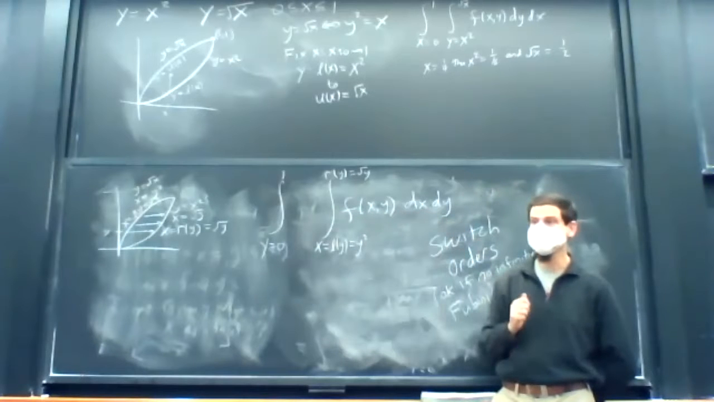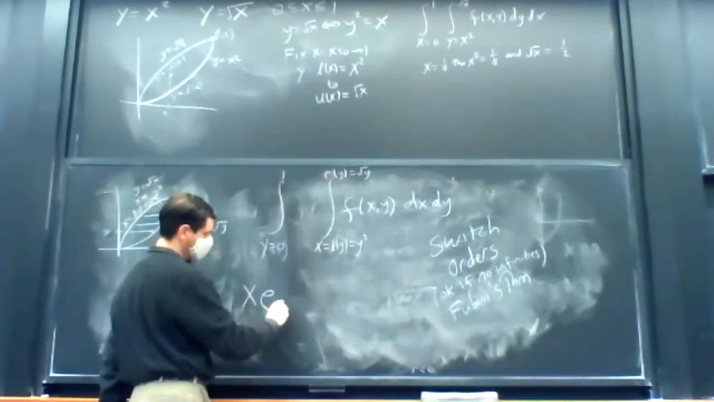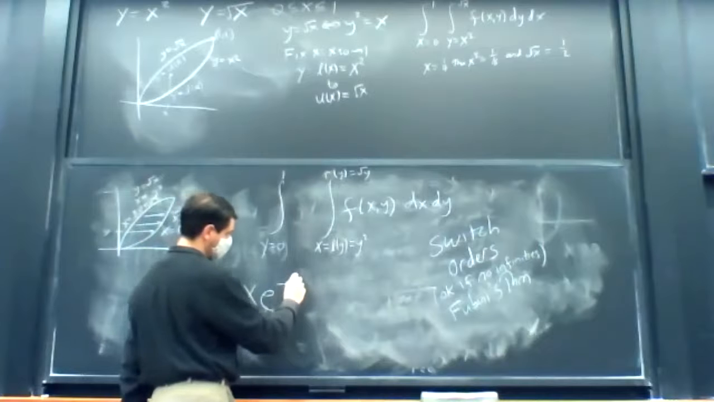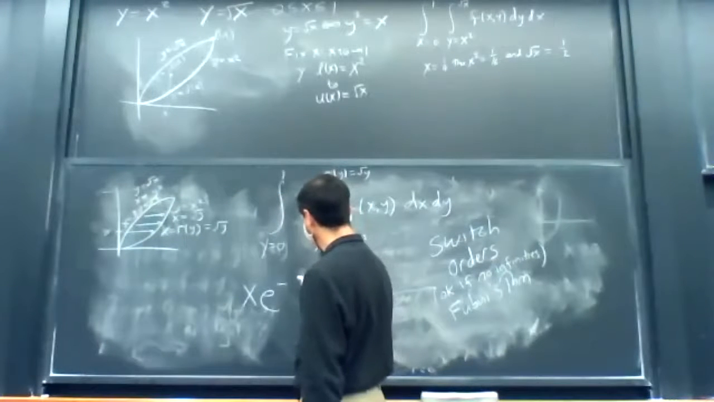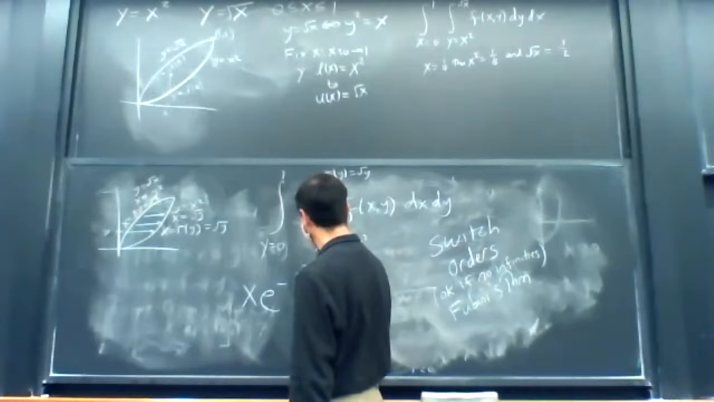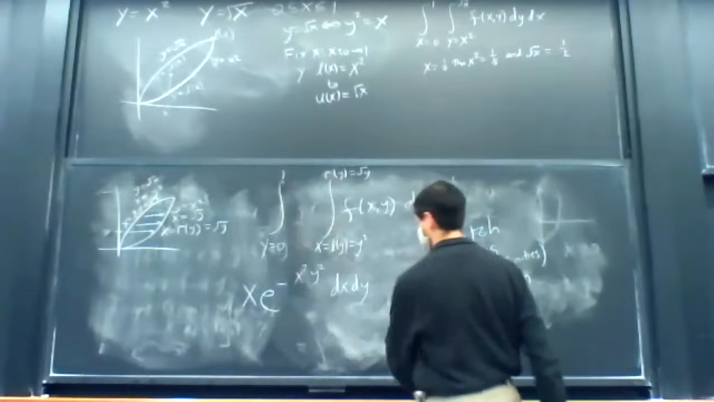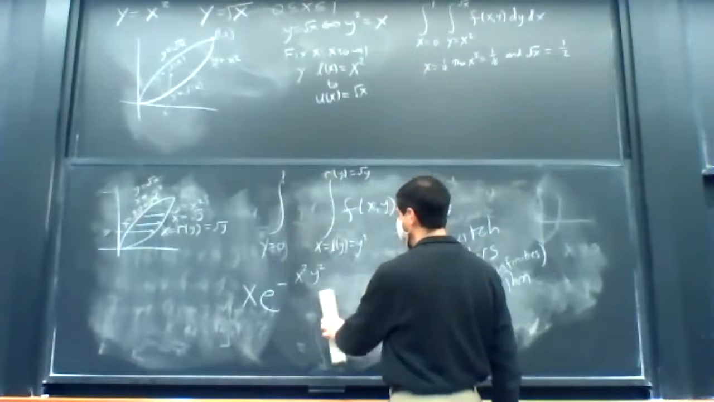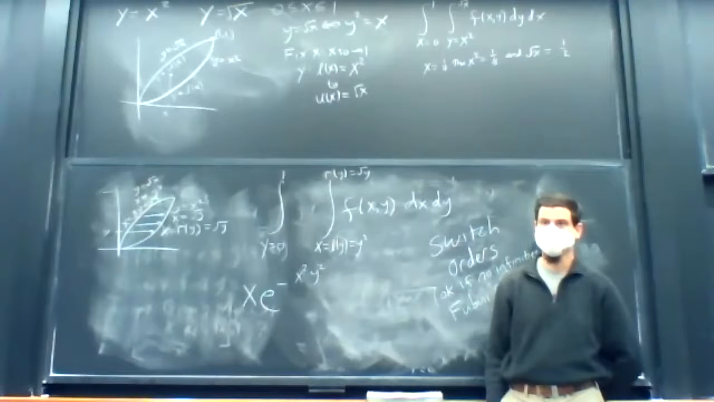And so for a lot of these integrations, one way is going to be much easier than the other. If I give you the function x e to the negative x squared y squared dx dy, which way might you want to integrate first, with respect to x or with respect to y? With respect to y.